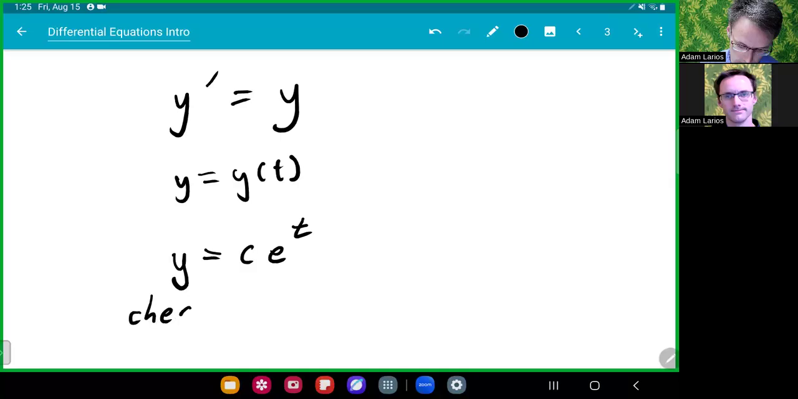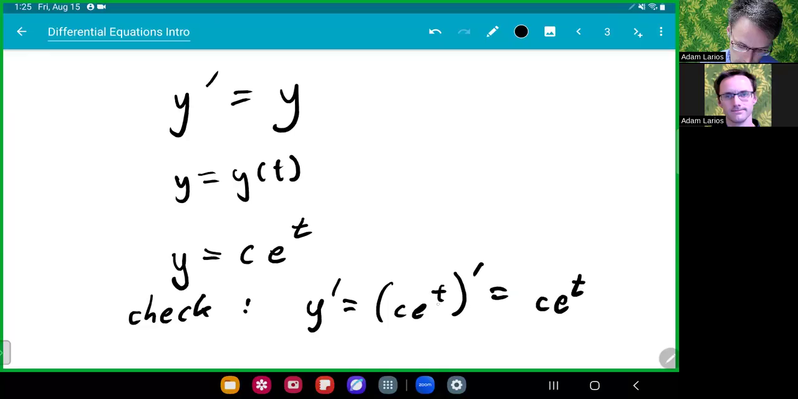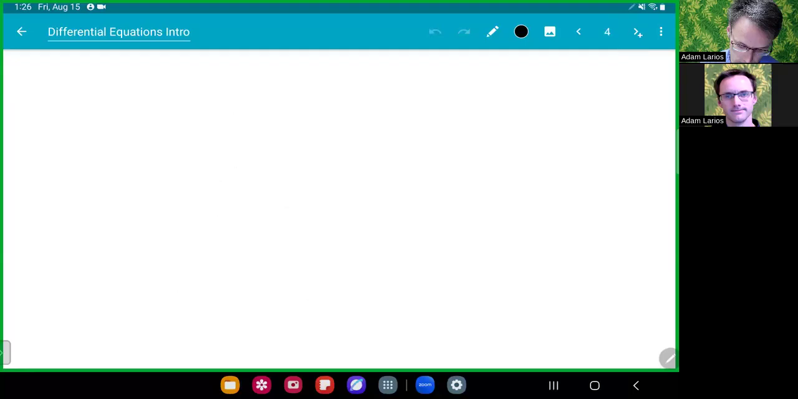And if we were very skeptical, we could check that y prime is just c e to the t prime, and that's c e to the t, because the derivative of c e to the t is just c e to the t, and that indeed gives us back y. So this is a solution to the equation, and it turns out every solution to this equation has this form for some constant c. Okay, so we're getting a little bit into the second question as well. What does it mean to solve? What does it mean to be a solution to a differential equation? In this case, we have a solution family.